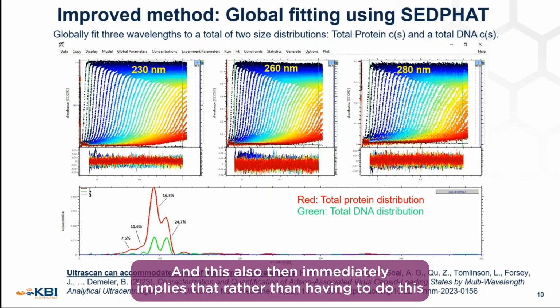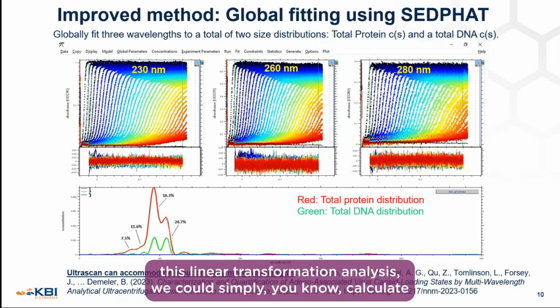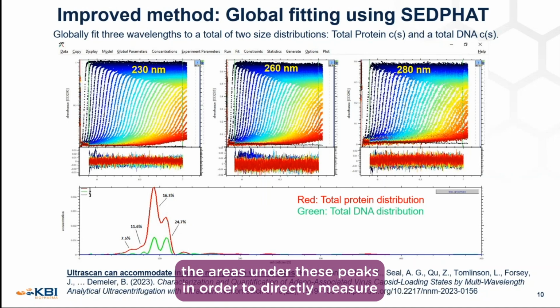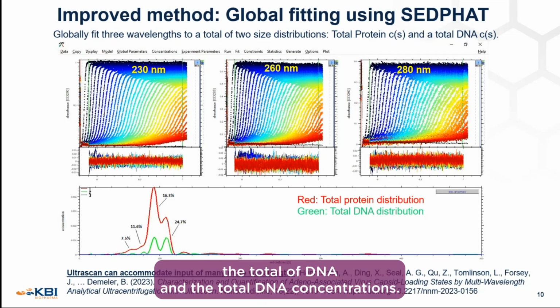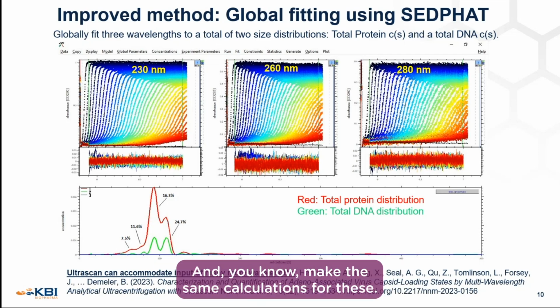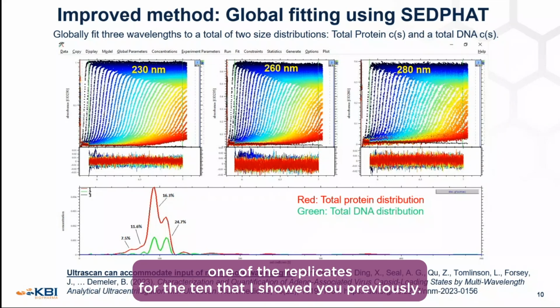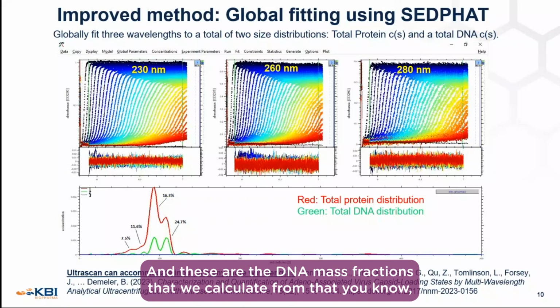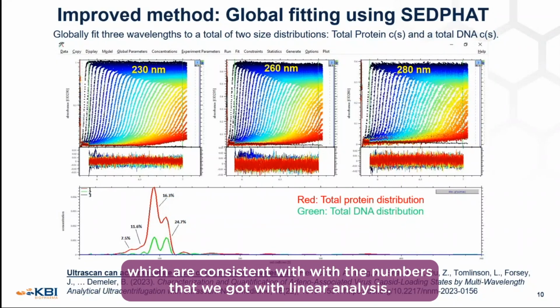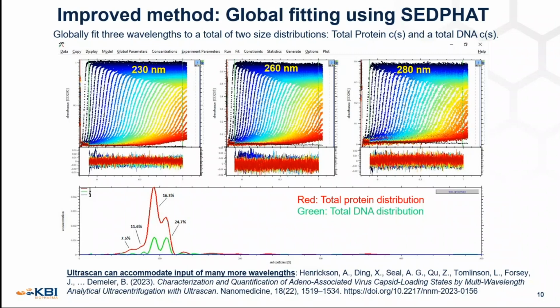And this also then immediately implies that rather than having to do this linear transformation analysis, we can simply calculate the areas under these peaks in order to directly measure the total DNA and the total protein concentrations, and make the same calculations for these peaks. This is one of the replicates for the 10 that I showed you previously, and these are the DNA mass fractions that we calculate from that, which are consistent with the numbers that we got from the linear analysis.